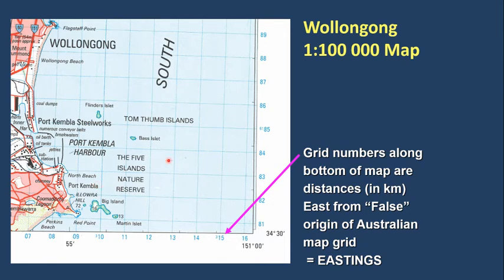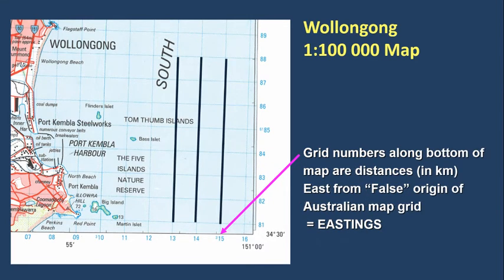And again, these distances are 1 kilometre apart. And we're literally measuring distances east from the false origin of this part of the Australian map grid. So again, we call them the creative name of eastings. So northings measure distances north, eastings measure distances east. Again, if we embellish the grid a bit with some darker lines here, you can see that these are lines that run north-south, but we're measuring between those lines to measure our distances east.